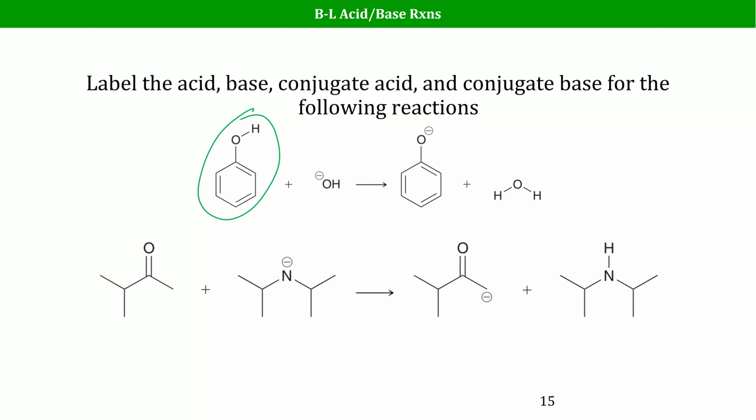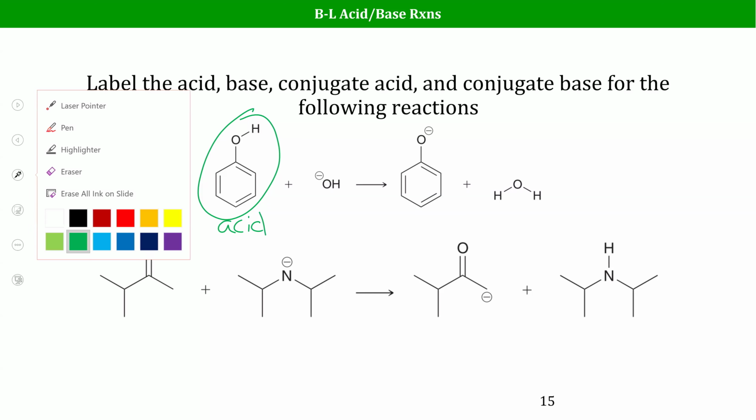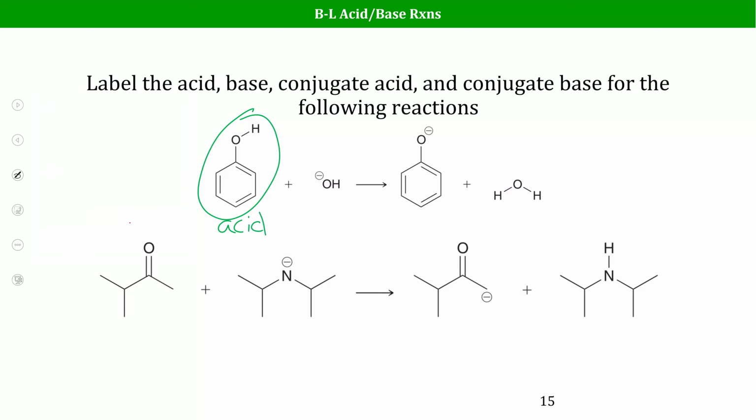The left is the proton donor, which makes it the acid. Which makes the hydroxide the base. What does the hydroxide turn into once it accepts the H plus? The H2O. Which makes that the conjugate acid.